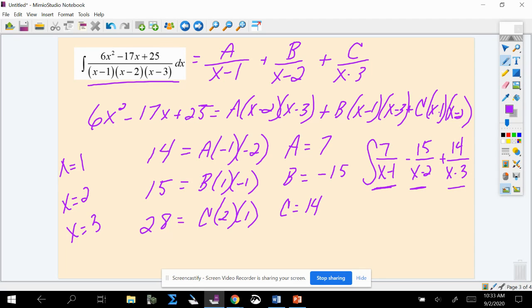You will run into ones where the denominator is like 2x plus 1 and where you have an adjustment. So watch for that. They're all natural logs. The coefficients just come out front. So I have 7 natural log of x minus 1, minus 15 natural log of x minus 2, plus 14 natural log of x minus 3, plus c, with a very, very long answer.